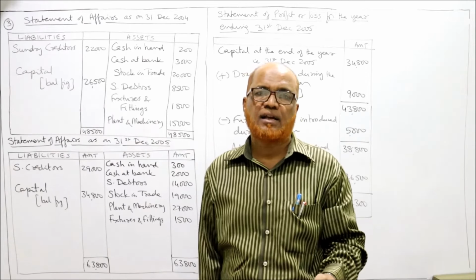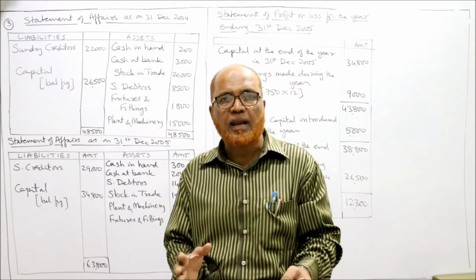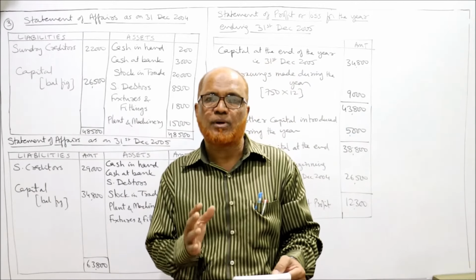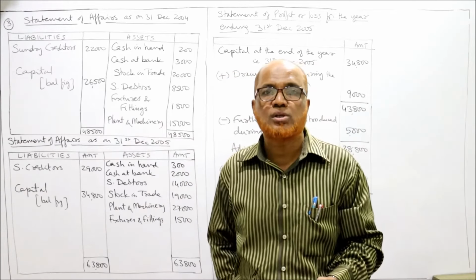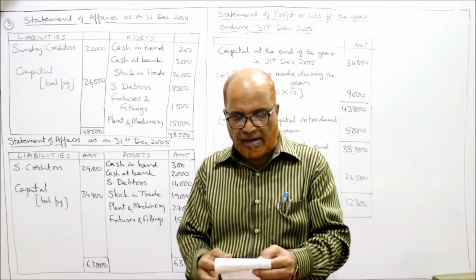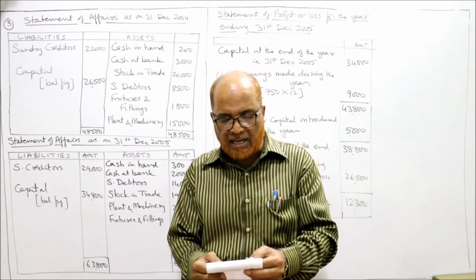We are given the data regarding 4 and 5. So current year ends on 31st December 2005. So last year ends on 31st December 2004. So what are the last year's values? Cash in hand, cash at bank, stock, sundry debtors, fixture and fitting, plant and machinery, sundry creditors.